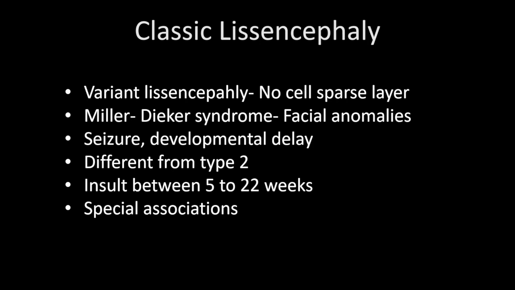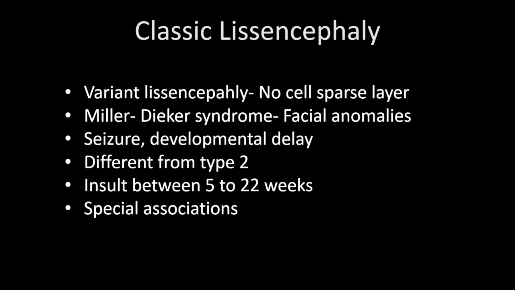This is an entirely different form from type 2, which we are going to discuss in the next session. Basically, there is a migration of the cortical neurons from the germinal layers towards the outer layers of the cortex in a particular manner between 5 to 22 weeks. When it is disrupted, you do see this type of abnormality.